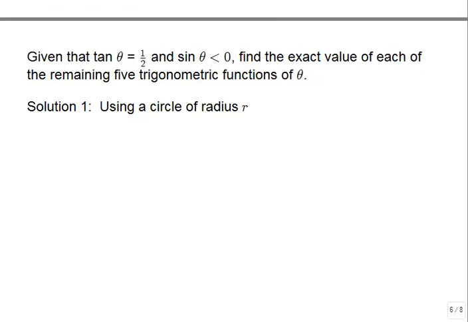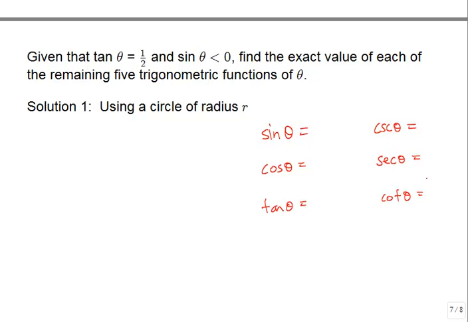Given that tangent of theta is equal to 1/2 and sine of theta is less than 0, find the exact value of each of the remaining 5 trigonometric functions of theta. So let's make our list again. We're going to want sine of theta and its reciprocal cosecant. We're going to want cosine and its reciprocal secant. We want tangent and its reciprocal cotangent.